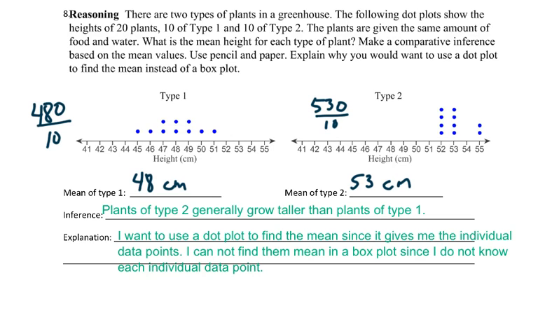Okay, so the explanation again is that I want to use a dot plot to find the mean since it gives me the individual data points. I cannot find the mean in a box plot since I do not know each individual data point.